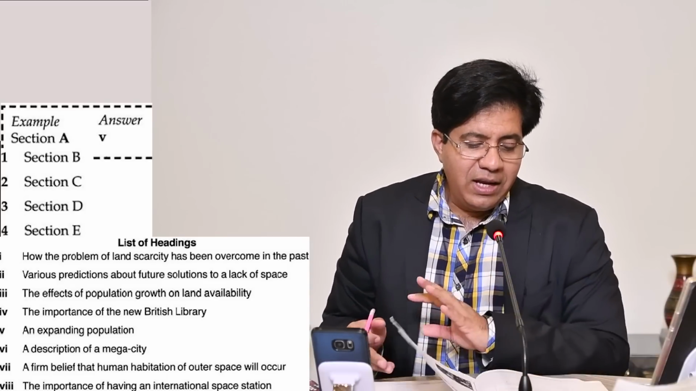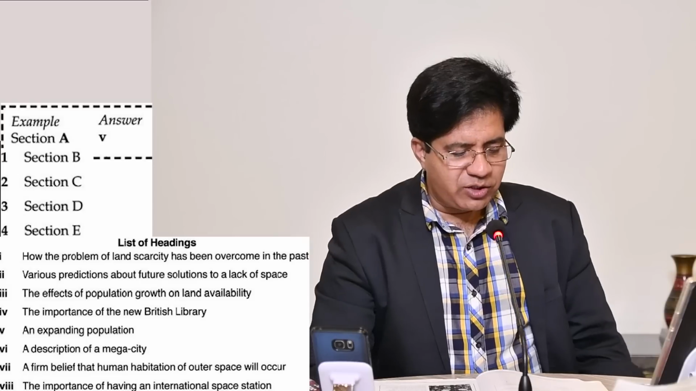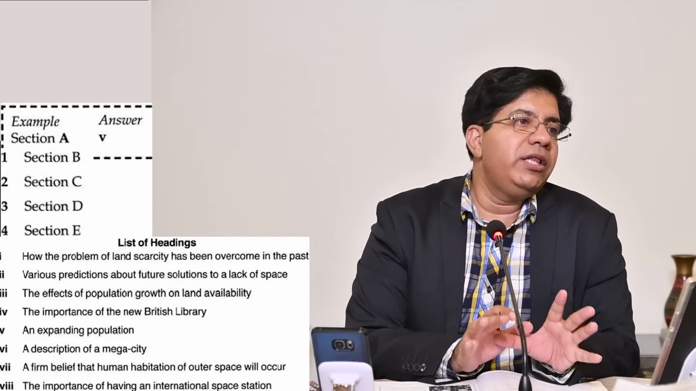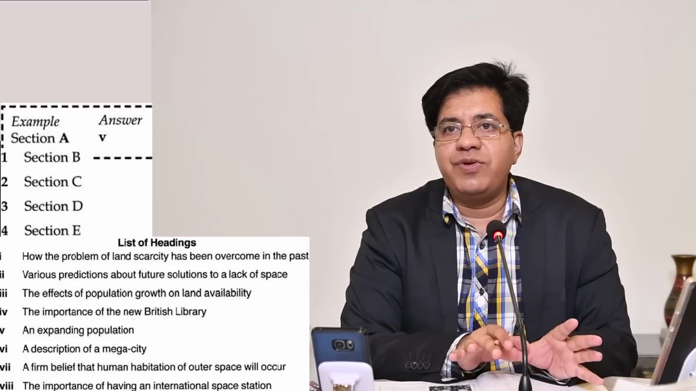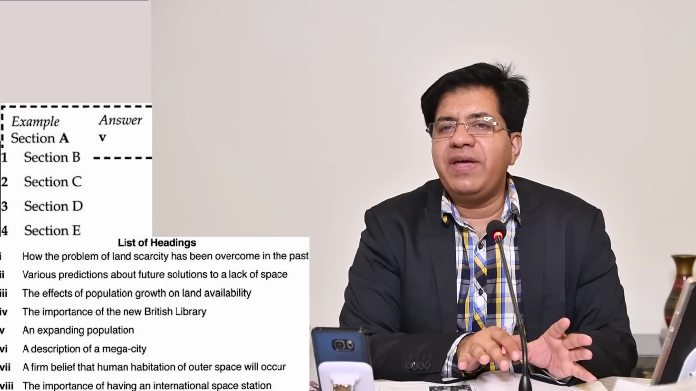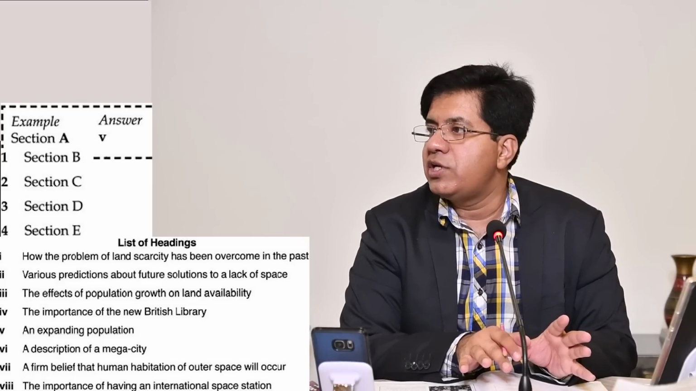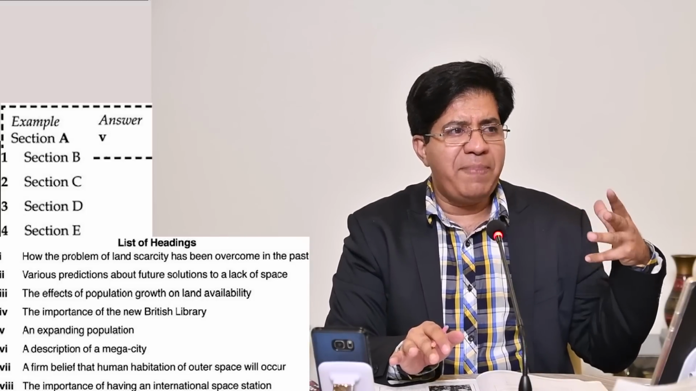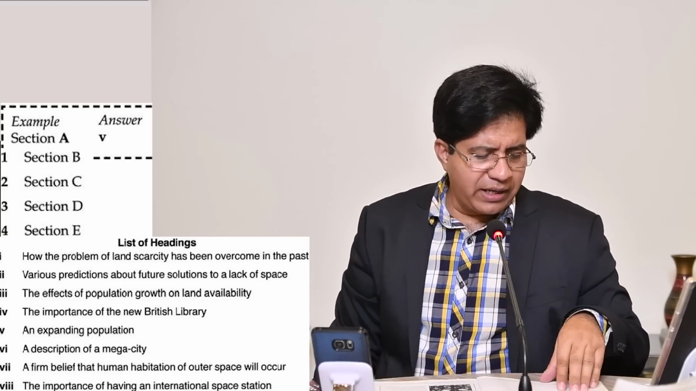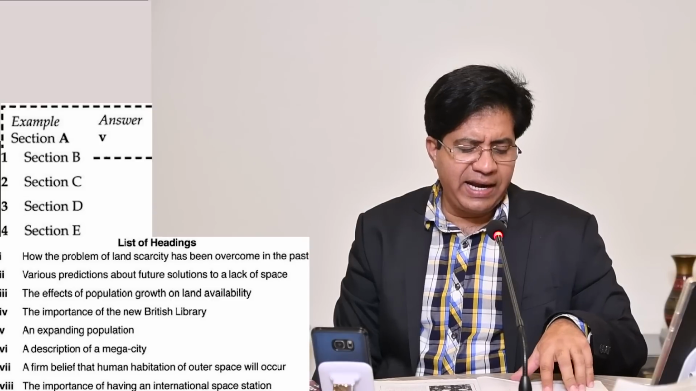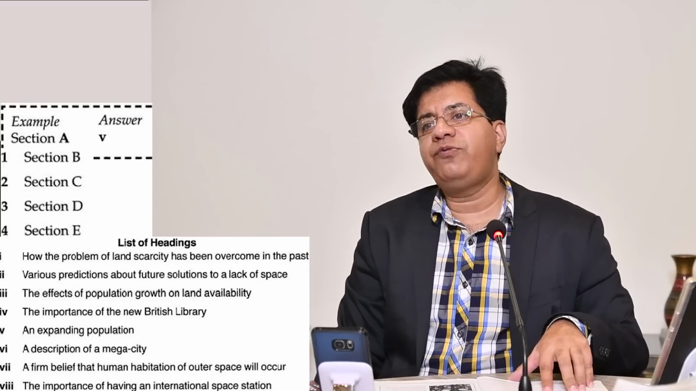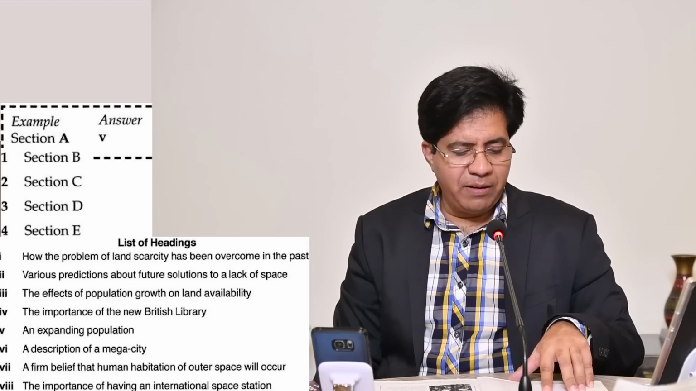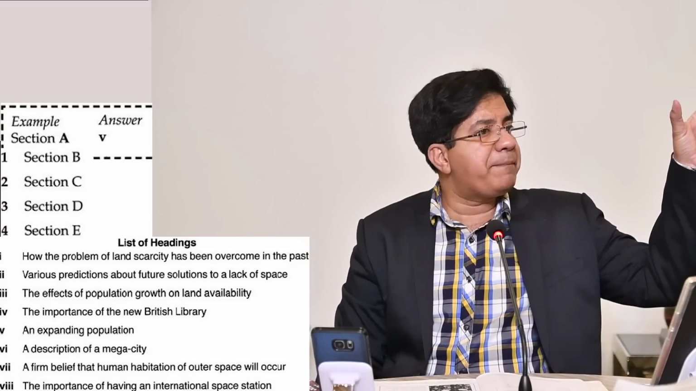Okay? Now, let's make a start with list of headings. All the headings which are made here follow a certain pattern. And once you solve 8 to 10 sets of list of headings questions, you will start to understand that pattern. For example, can you see example section A and heading number 5? So first of all, you will cross heading number 5. Why? Because heading number 5 will not be used. There is one example given.